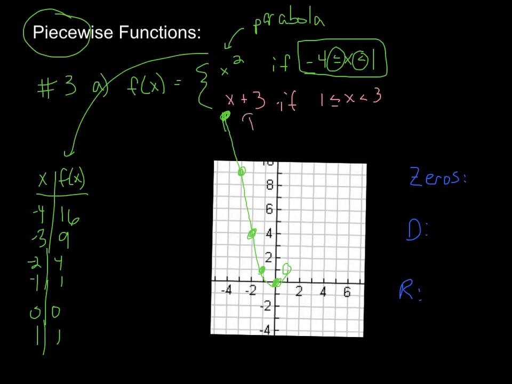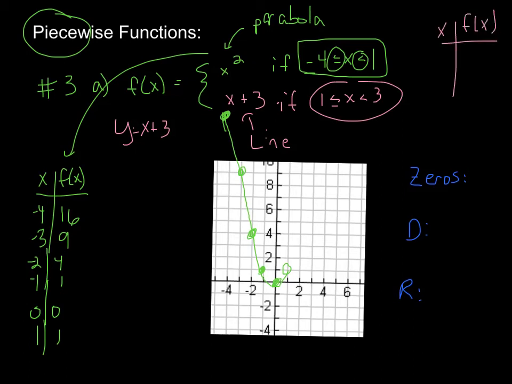Now the pink part just says x plus 3. That really just means y equals x plus 3. Well, that's just a line. And graph it from 1 to 3. So I would make another table, f of x, and plug in 1, 2, and 3. 1 plus 3 is 4, 2 plus 3 is 5, and 3 plus 3 is 6.